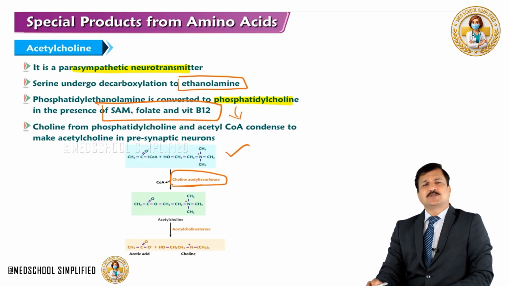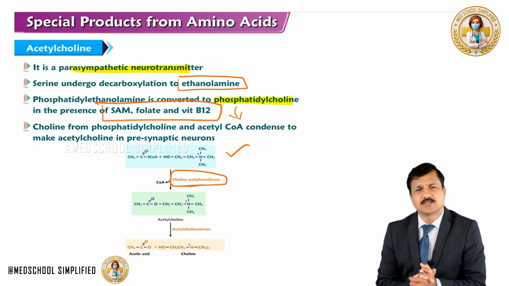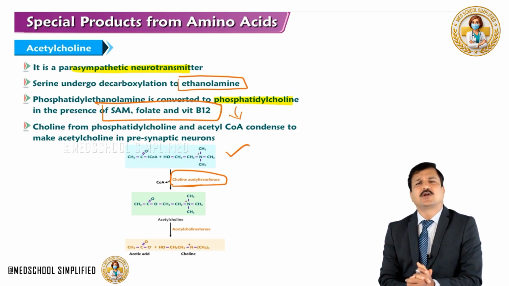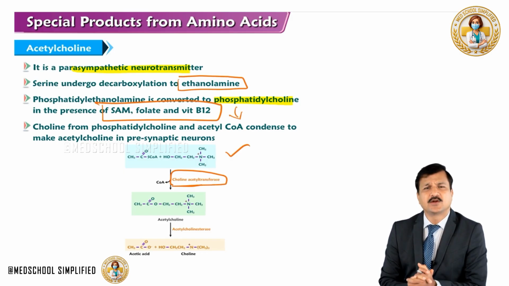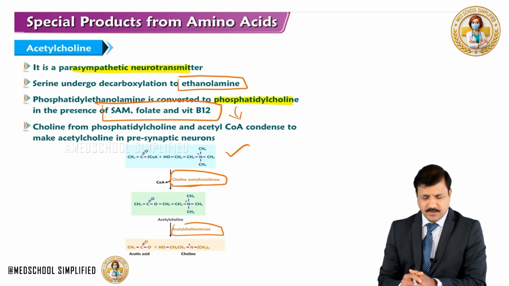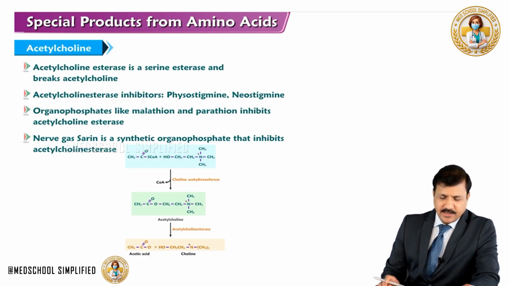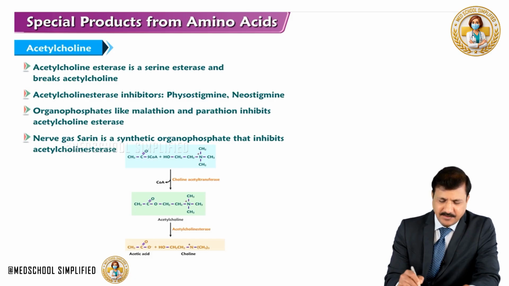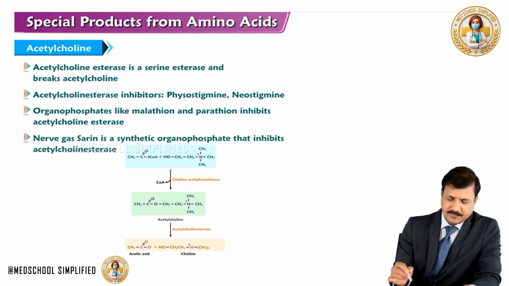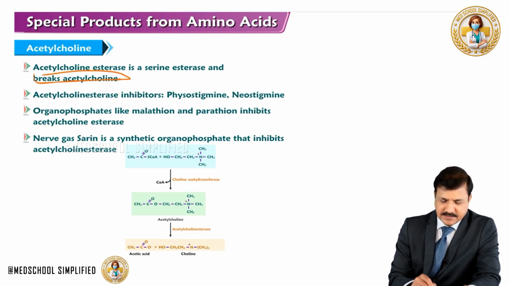Once acetylcholine participates in neurotransmission, as with any other neurotransmitter, it is short-lived, so it will undergo degradation. Acetylcholine will be degraded by the enzyme acetylcholinesterase into acetate and choline. The acetylcholinesterase enzyme is a serine esterase and it breaks down acetylcholine, and there are certain drugs that can inhibit this enzyme, referred to as acetylcholinesterase inhibitors.